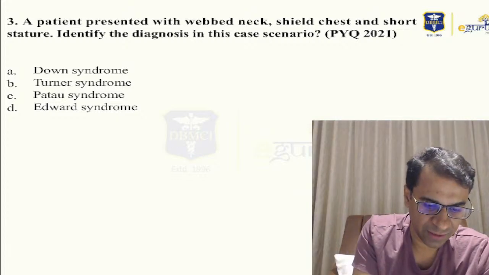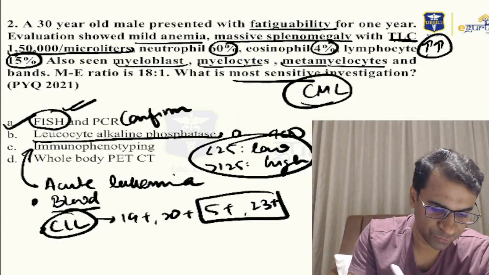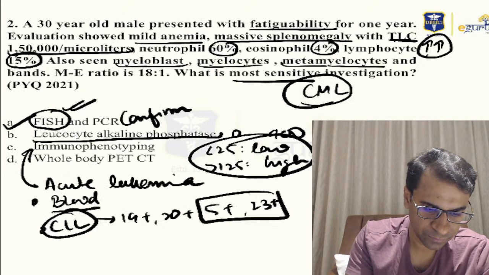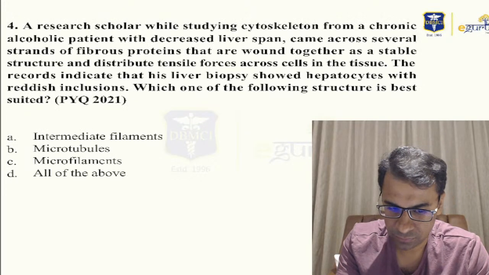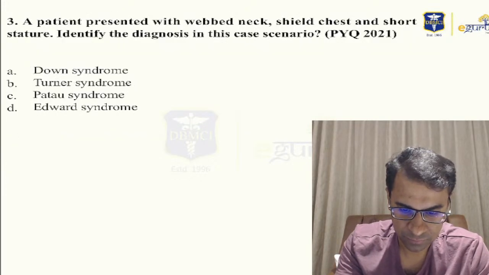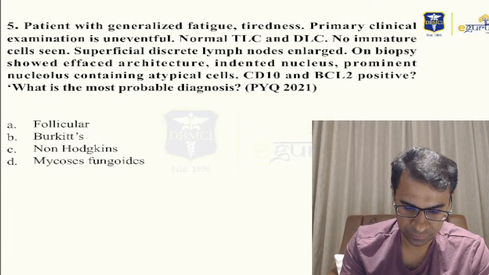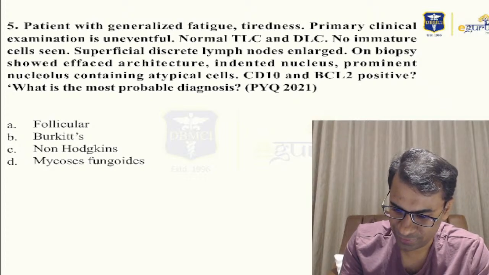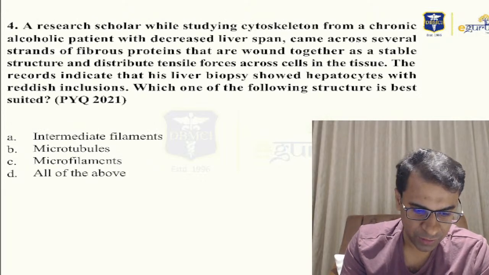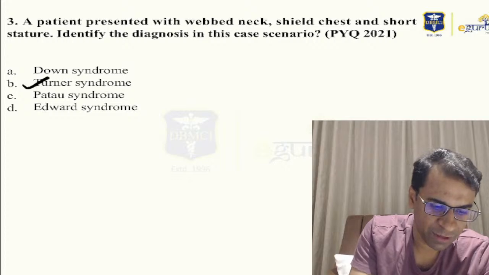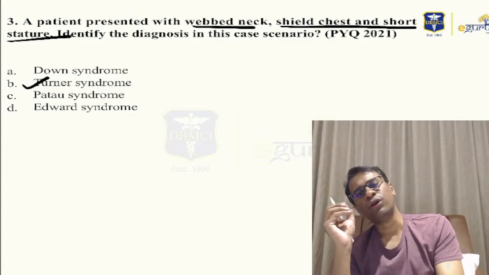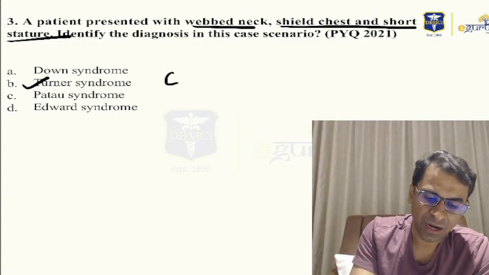Very good. The answer is Turner syndrome. So why is the answer Turner syndrome? Mainly because it is having a webbed neck, a shield-shaped chest, and short stature. Now, if you remember the mnemonic of Turner syndrome, it is CLOWNS.